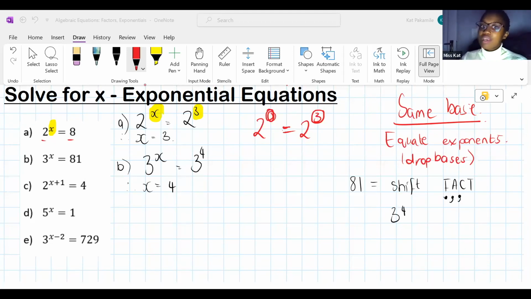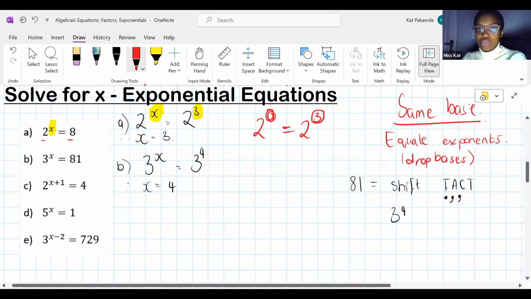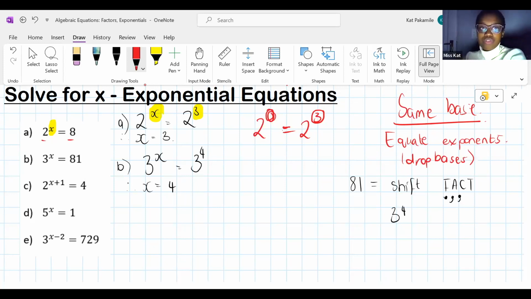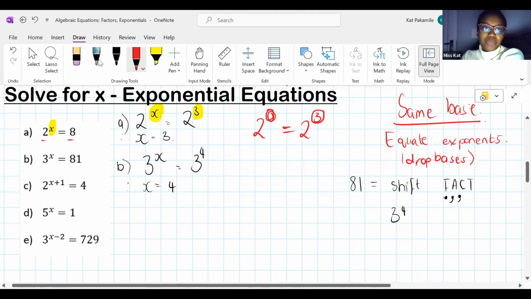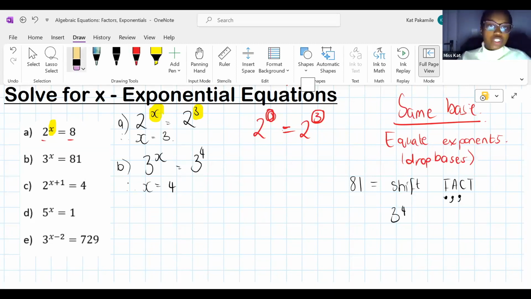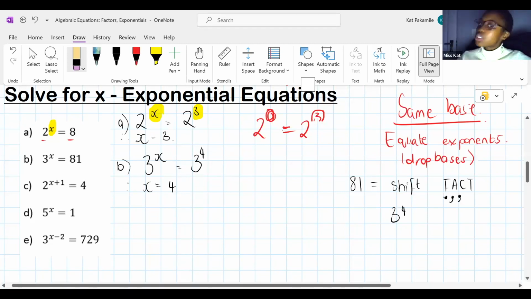So we're not doing anything to the bases. What we're doing is we're basically telling a story. If 2 to the power of something that we don't know is the same as 2 to the power of 3, that means that something has to equal 3. The only way you're going to get 8 is if x is 3. Do you agree? Okay, ma'am. Thank you. So we didn't do anything to the bases. We just made the exponents equal. That's all we did.